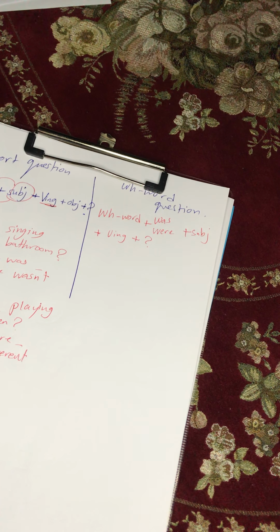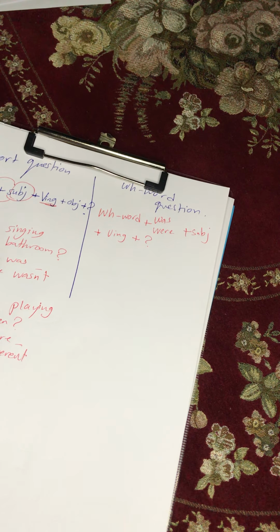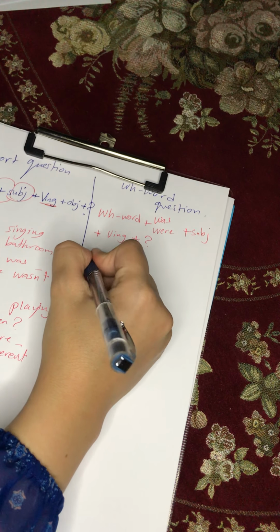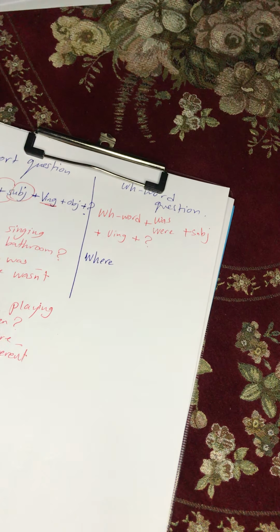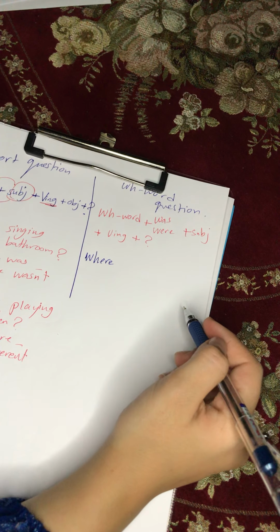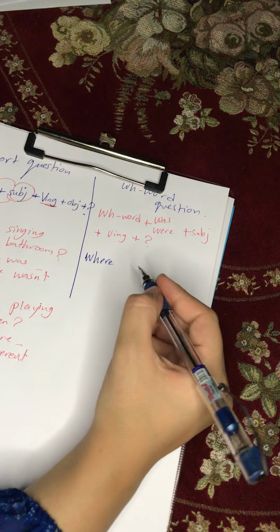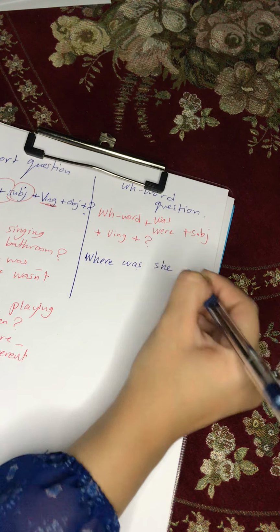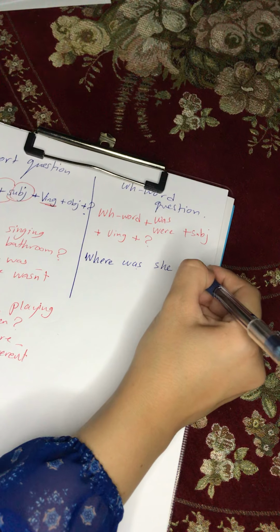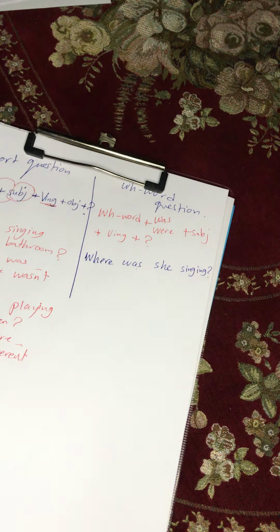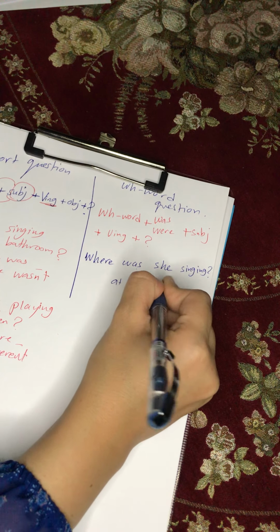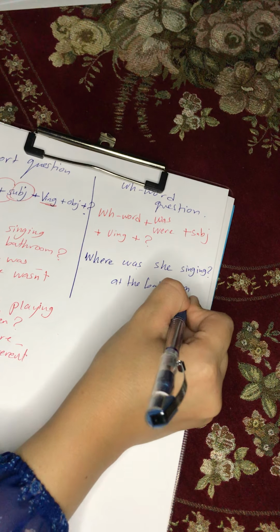طيب خلينا نعمل مثلا سؤال هون. I'm gonna ask about the place. أنا راح أسأل عن المكان اللي كانت هي بتغني فيه مثلا. So I will use where. معناها أداة السؤال اللي حستخدمها هي where. Then after this was or were. So I'm asking about she. So she is singular. So I'm gonna use was. Where was. Then the subject is she. And the verb is singing. So singing. Where was she singing? فالجواب بيكون at the bathroom. وين هي كانت بتغني؟ بالباثروم.